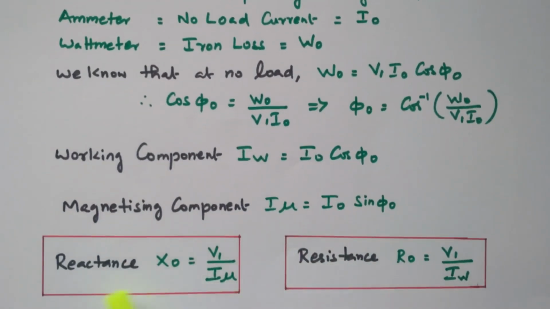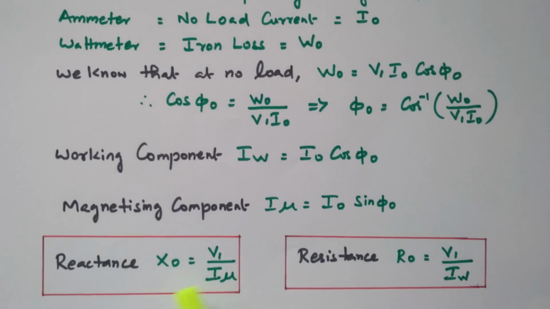From that we can find the resistance and reactance. Reactance X naught equals V1 divided by I mu. Resistance R naught equals V1 divided by IW. IW is the working component, which corresponds to the iron loss and the resistance, both in phase. The reactance corresponds to the magnetizing current responsible for the magnetic flux, which is 90 degrees out of phase. So the reactance refers to the magnetizing current.